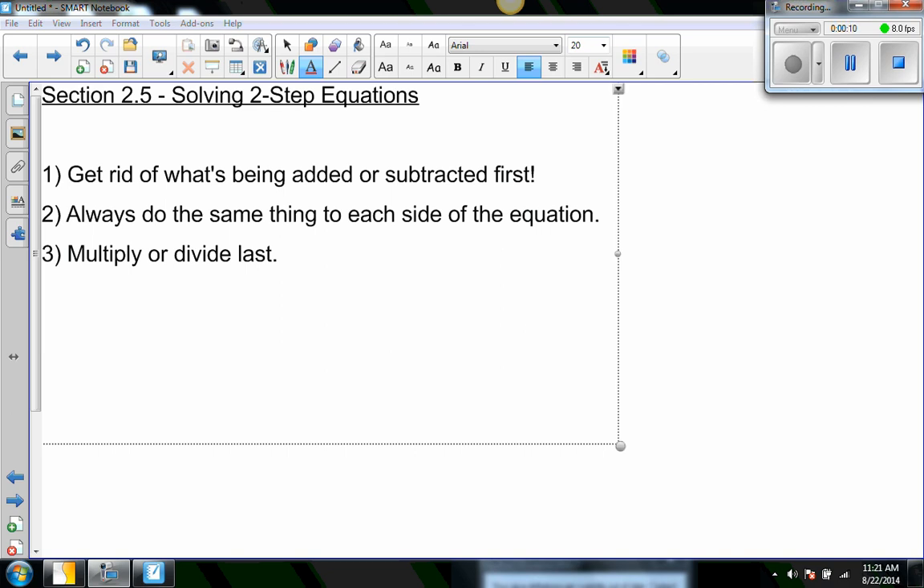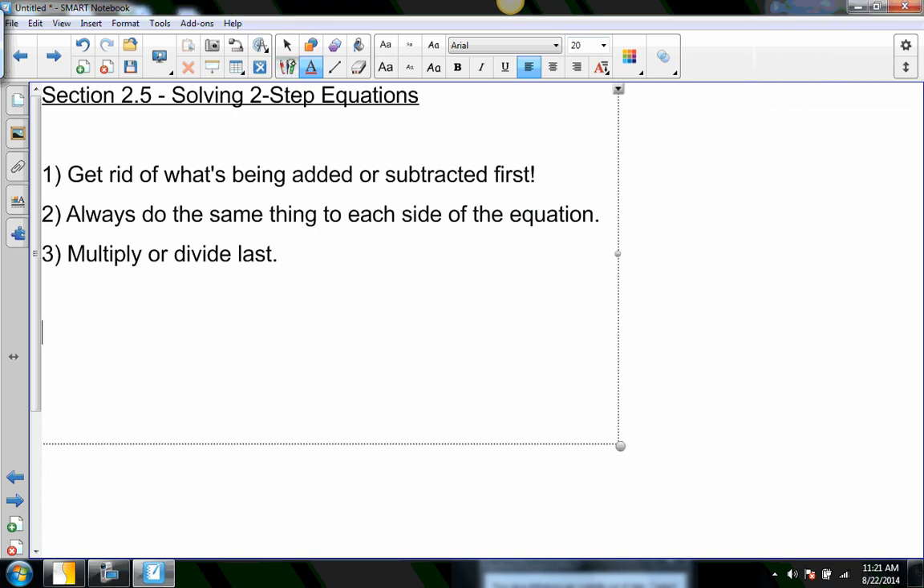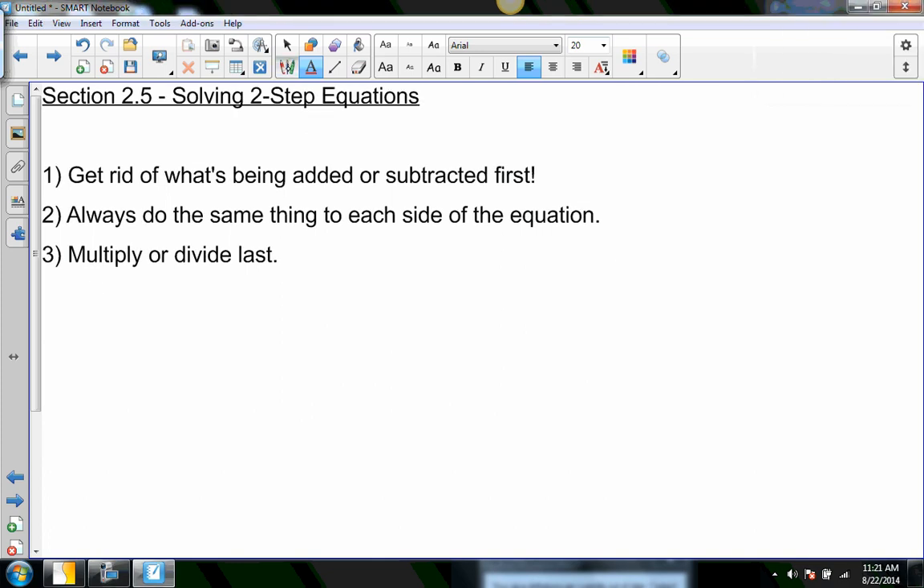Now, I know that we did that a little bit yesterday. We did it using number sense, and today we're going to use the actual rules that you would normally be using. So here are your steps. First of all, you're going to get rid of what's being added or subtracted first, just like we did yesterday. And then make sure that you always do the same thing to each side of the equation, and then multiply or divide last. And I'm going to go through a couple of examples here with you, and hopefully it will make sense.